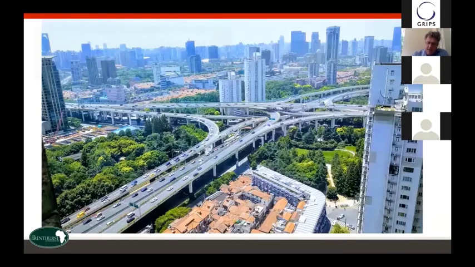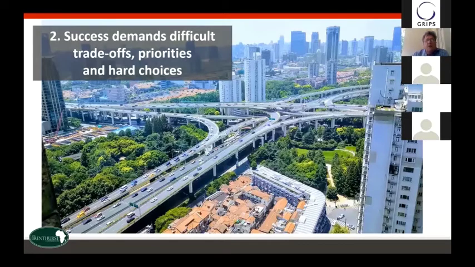The second big takeaway is that success demands difficult trade-offs and priority setting and very hard choices. One of the features of African development agendas is their length. Simply, they have hundreds of priorities. And one of the reasons I would argue that there are hundreds of priorities is not just because of need, but it's also because of the way in which donors engage: African governments produce long lists of priorities because every donor can take something away.